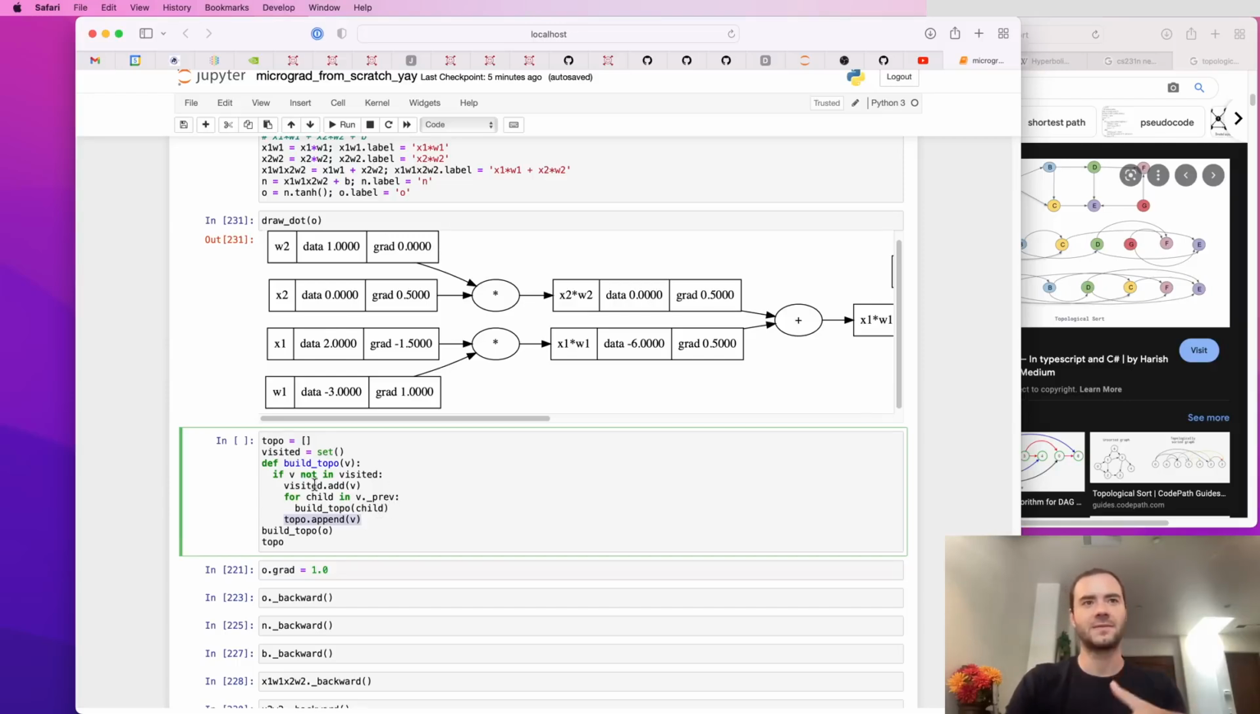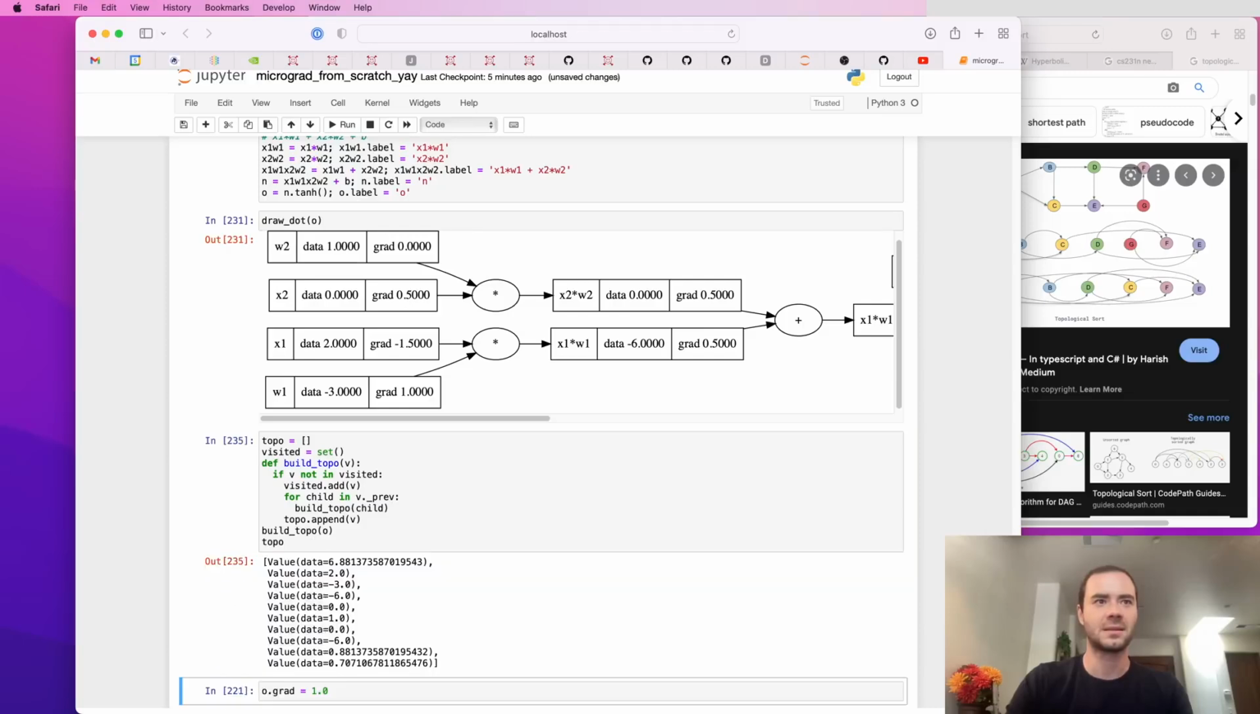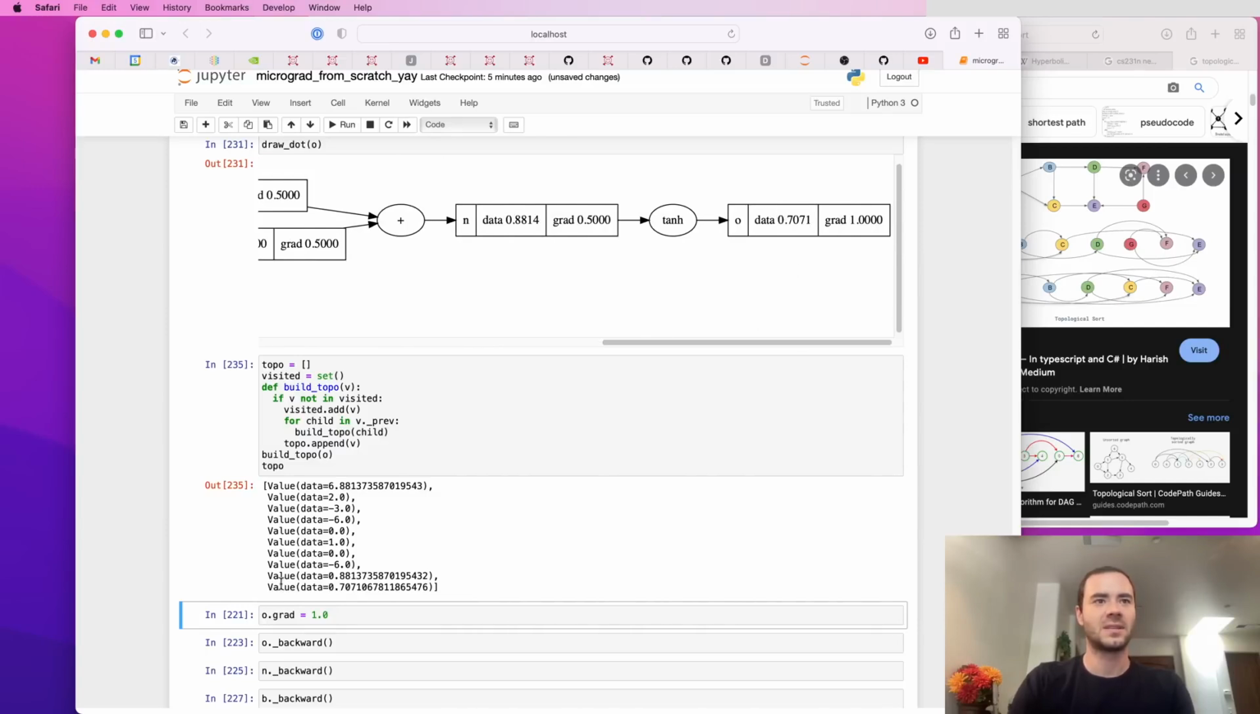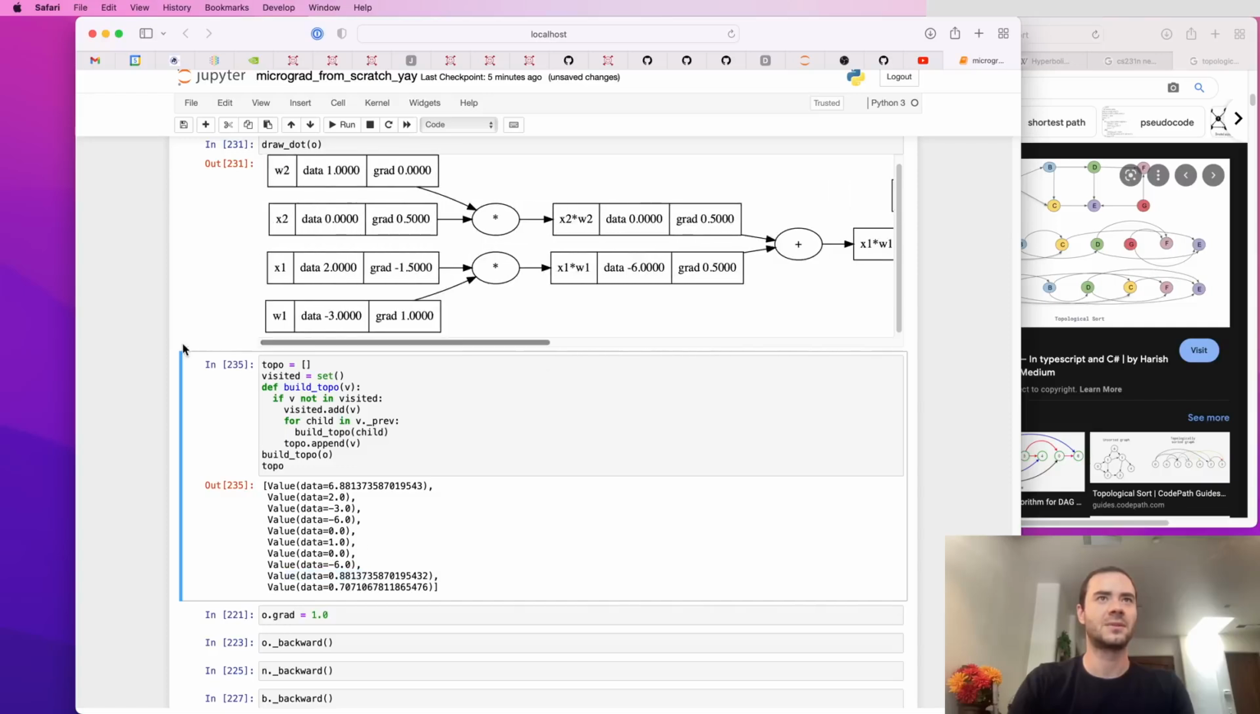And that's how this function guarantees that you're only going to be in the list once all of your children are in the list, and that's the invariant that is being maintained. So if we build topo on O and then inspect this list, we're going to see that it ordered our value objects, and the last one is the value of 0.707, which is the output. So this is O, and then this is N, and then all the other nodes get laid out before it. So that builds the topological graph.